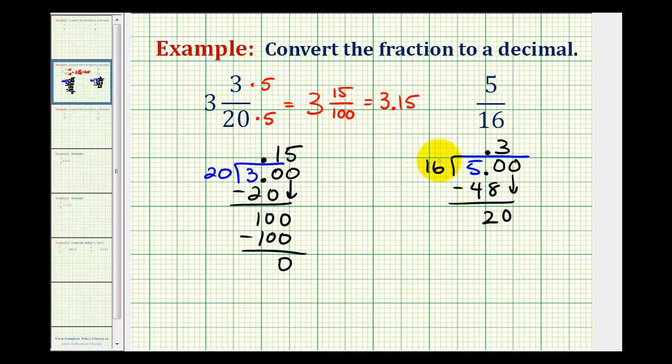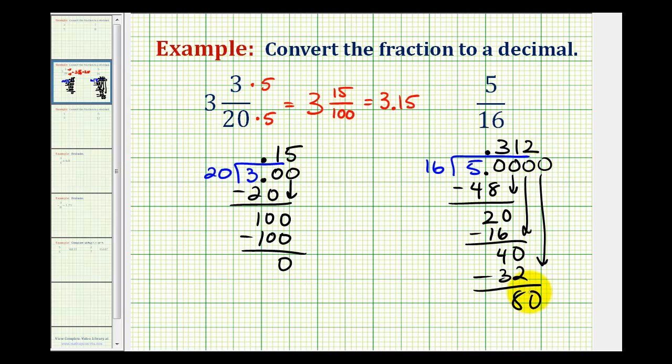Now we want to know how many 16s are in 20. That would be 1. 1 times 16 is 16. Subtract. This would be 4. Add another 0. Bring it down. And now we want to know how many 16s are in 40. That would be 2. 2 times 16 is 32. Subtract, that's 8. Add another 0 and bring it down. Now we want to know how many 16s there are in 80. That's good because there's exactly 5 16s in 80. 5 times 16 is 80. And now when we subtract, the difference is 0, which means this decimal terminates.